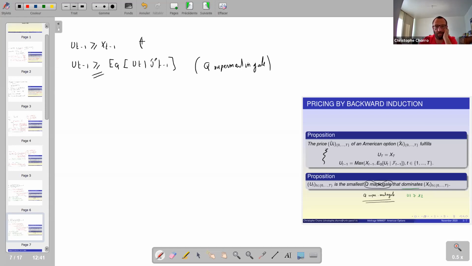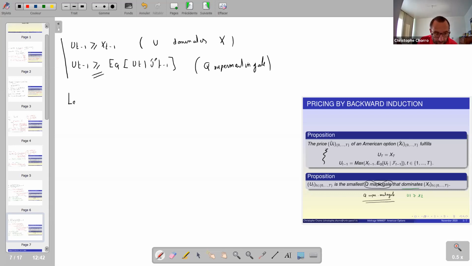And here you have the fact that u dominates x because it is always greater. So from the definition you obtain that ut, the actualized value of the price, is a Q super martingale that dominates xt, and I want to prove that it is the smallest. In order to prove that it is the smallest, we are going to consider another one and prove that my u is smaller than this other one.